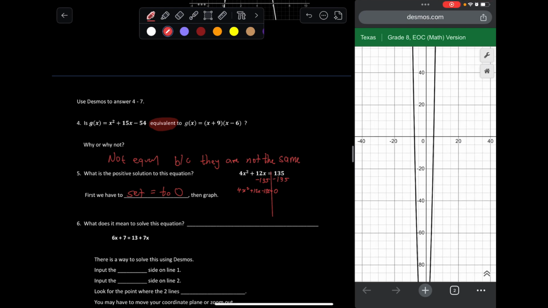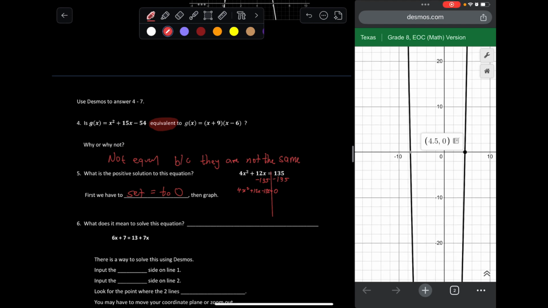And whoa, it pops up. Now I can see that my positive solution is 4.5. So the positive solution will be 4.5. Now it does have two solutions, but one of them is going to be negative. But we only care about the positive one.